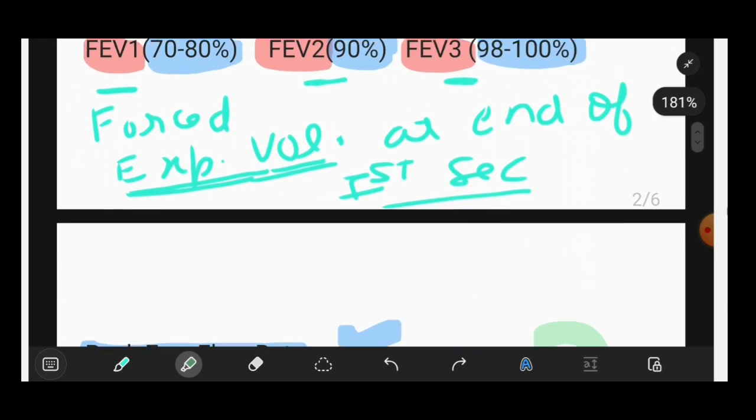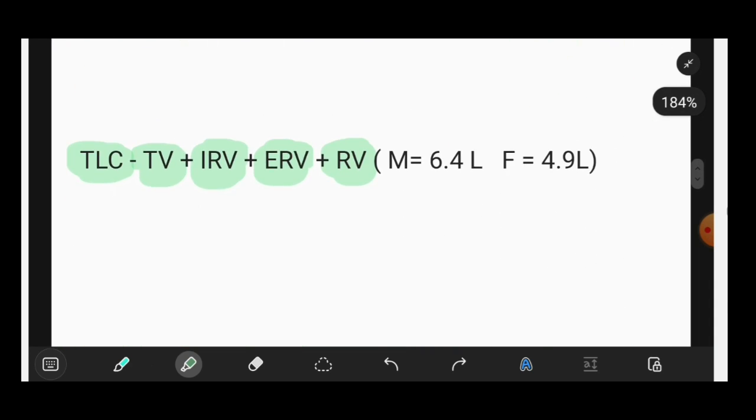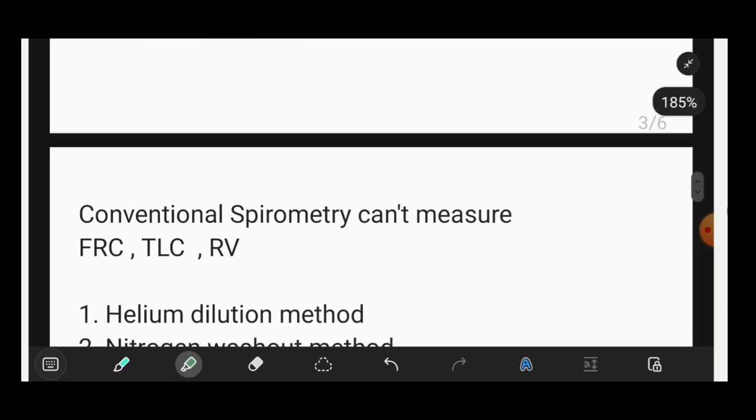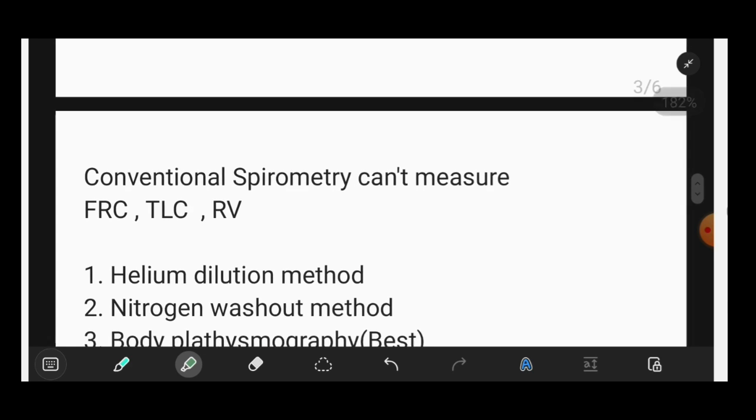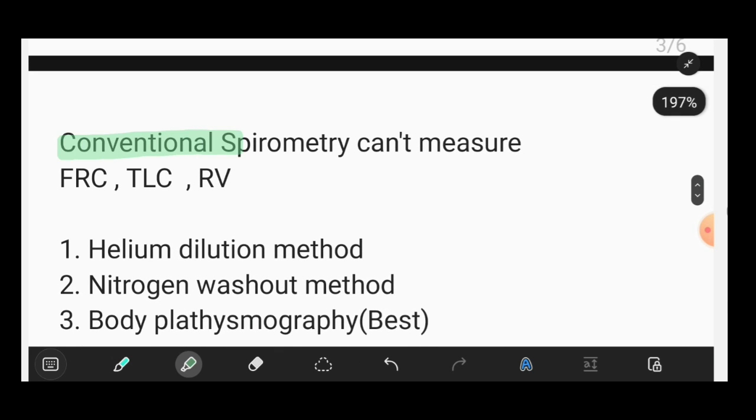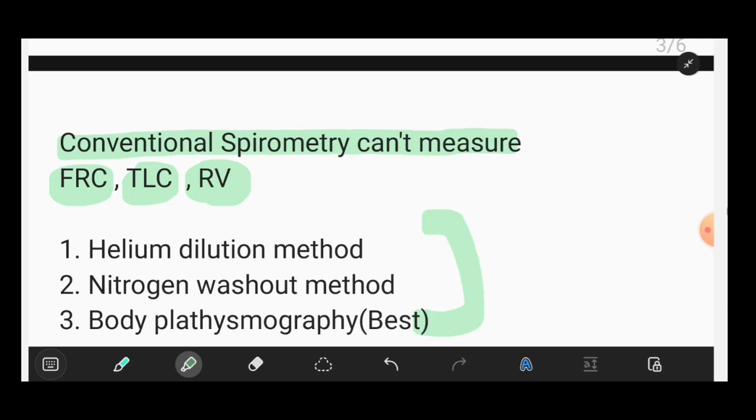Now guys, next, for the male it is 6.4 liters and for the female patient it's 4.9 liters. You have to mug up these values, very important. Now guys, you can see here that conventional spirometry can't measure functional residual capacity, total lung capacity and the residual volume. So guys, this is very important. You cannot measure these three volumes by conventional spirometry.